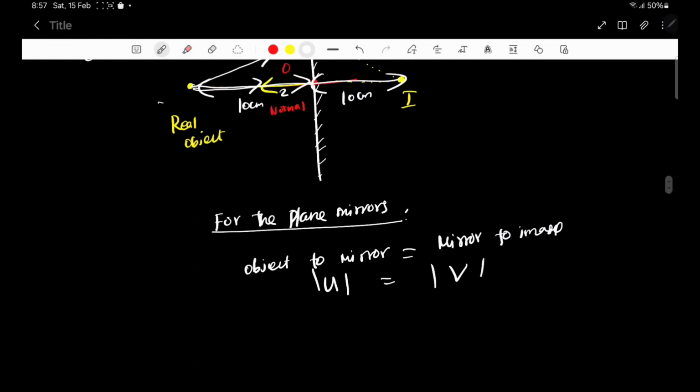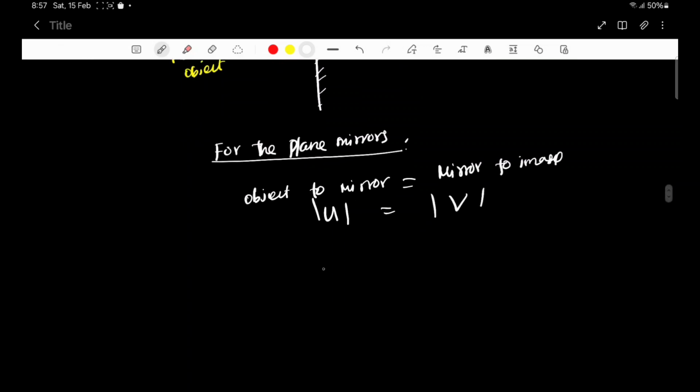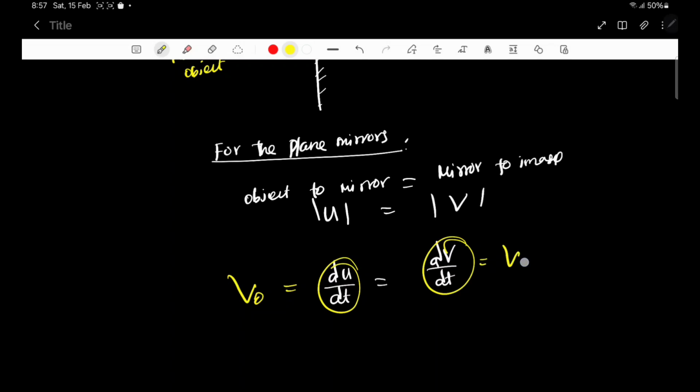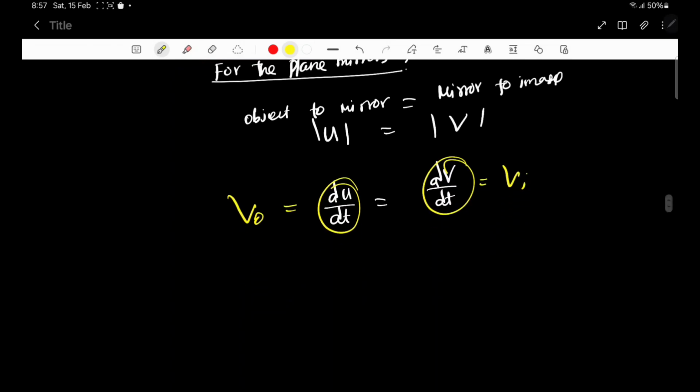and if you differentiate these parameters with respect to the time, you can also get the speed relationship between the object and the image also. For example, if you differentiate this u with respect to the time, you will be getting du by dt. Similarly, if you differentiate the v with respect to the time, you will be getting dv by dt. du by dt is nothing but object speed, and dv by dt is nothing but image speed. It is so clear then, object speed is equal to the image speed for plane mirrors.